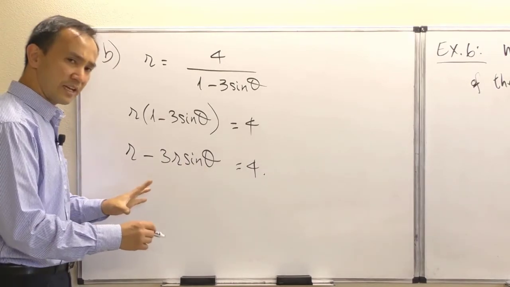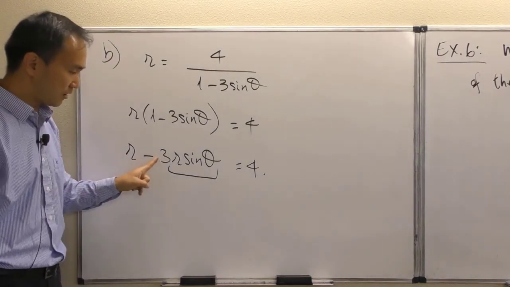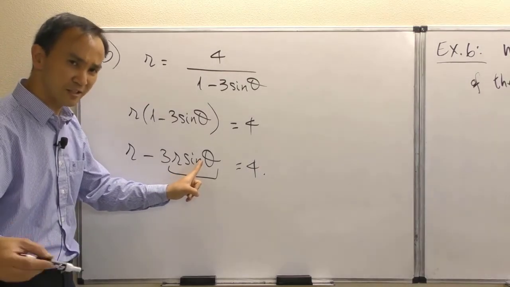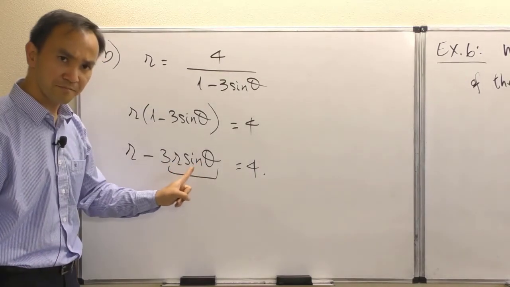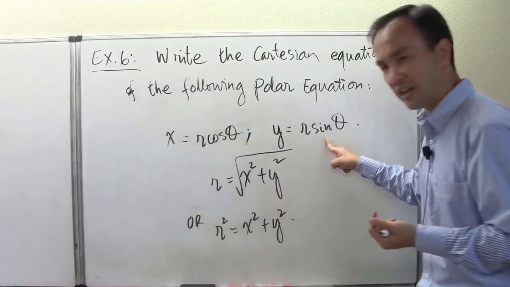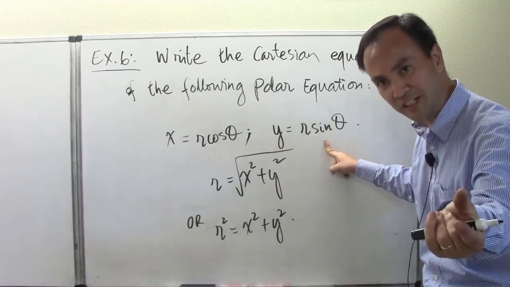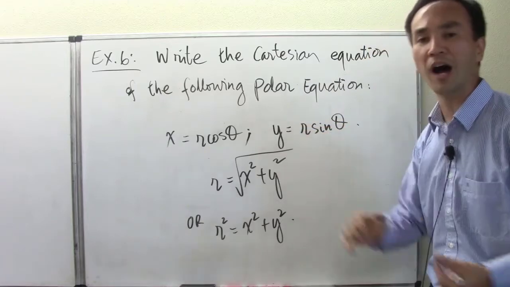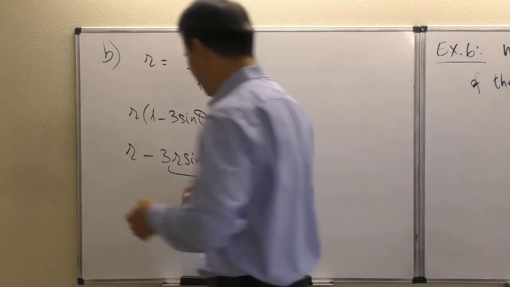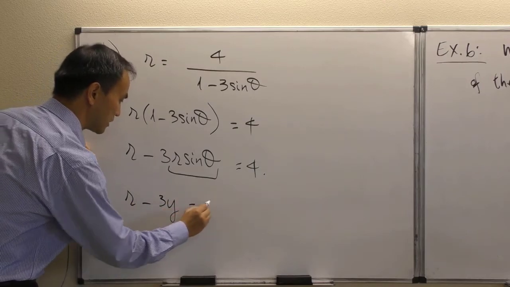And so now I start recognizing something here. Aside from that 3, r times sine theta, I might have accidentally said x, but this is actually y, because of this relationship: anytime we're looking at r times sine theta, that is our y variable. We can legally substitute that expression by y. So back to this equation, I'm going to be at r minus 3y equals 4.